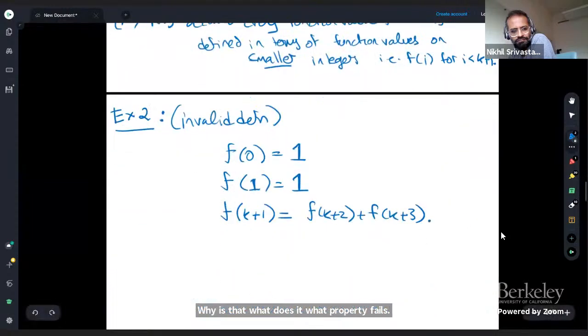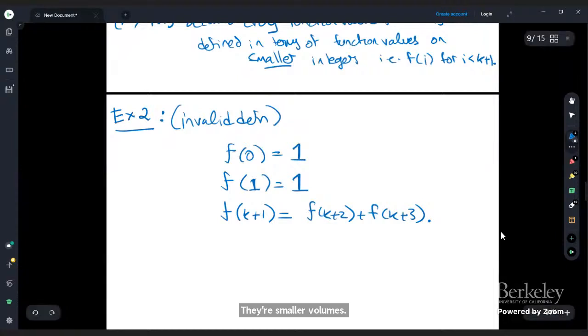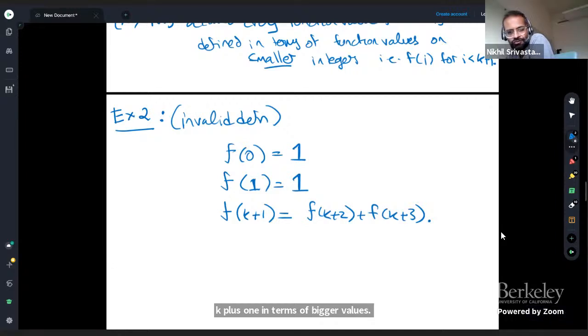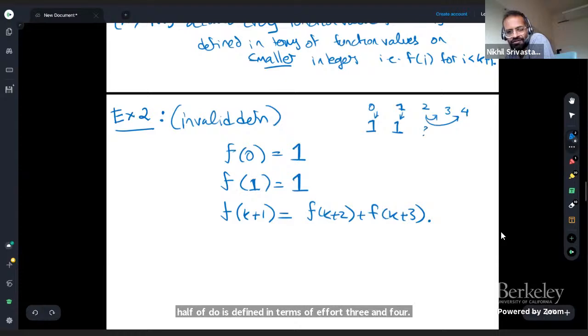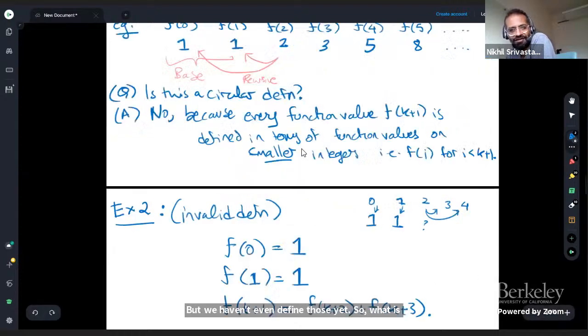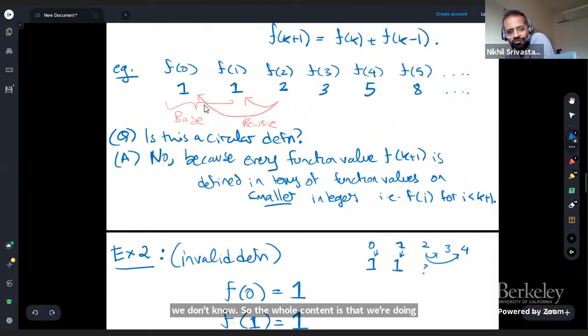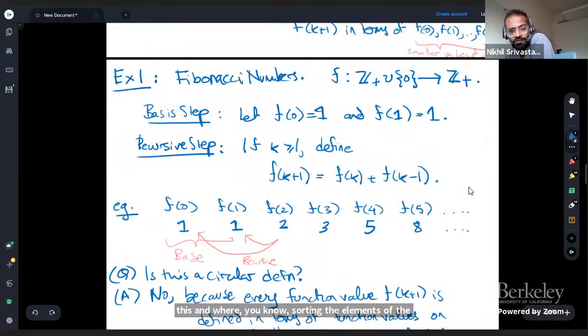They are smaller values. Yeah, you're trying to define k plus 1 in terms of bigger values. And it's totally unclear how this is going to work, right? Because f of 1 is 1, fine. f of 2 is 1. Oh, sorry, f of 0 is 1, f of 1 is 1. f of 2 is defined in terms of f of 3 and f of 4. But we haven't even defined those yet. So what is this? We don't know. So the whole content is that we're doing this and we're sorting the elements of the domain in increasing order and defining the function in that order.